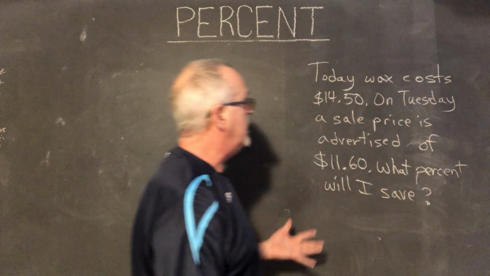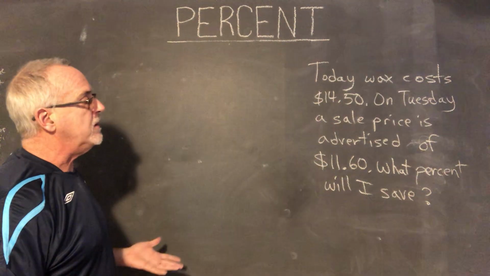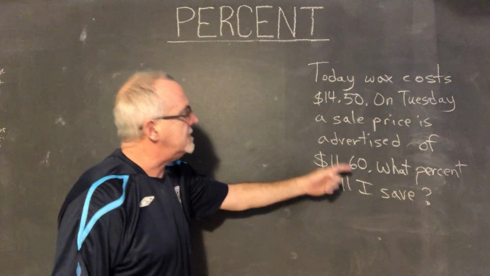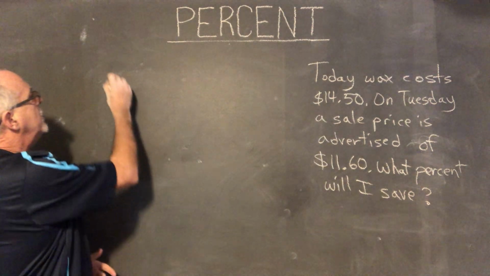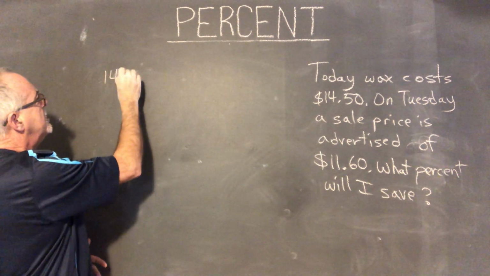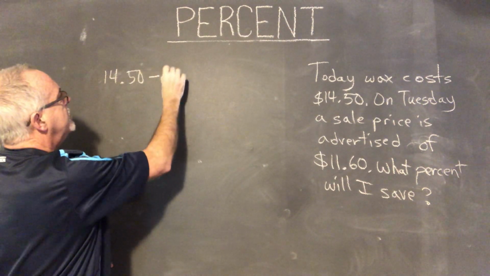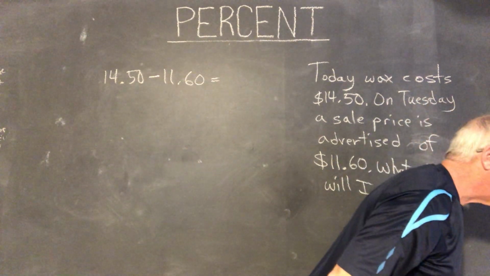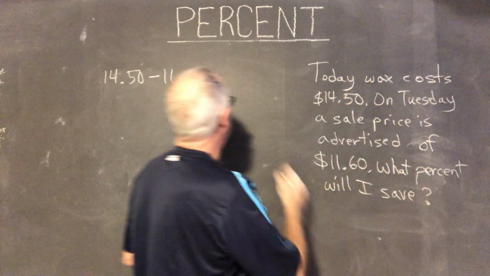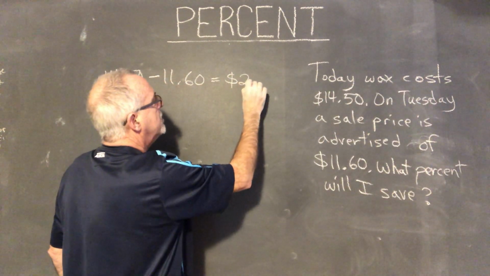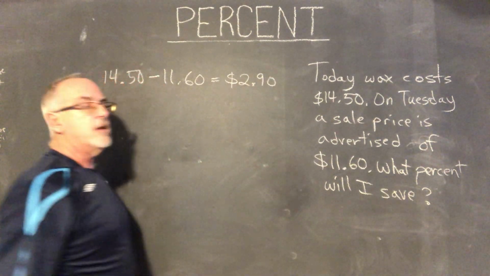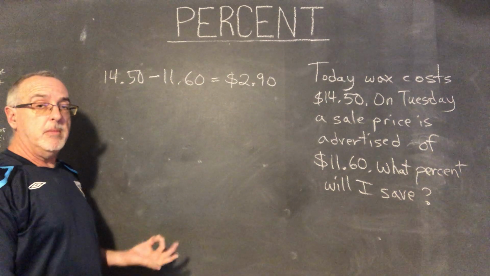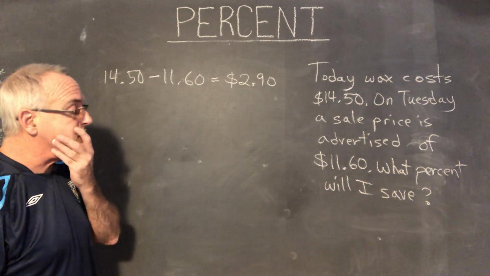Let's build the question. And again, we have choices in how we do it, but right away what I want to do is I want to subtract. I want to see what the difference is just in price. So I'm going $14.50 minus $11.60, and the difference is $2.90. And I'll put a dollar sign. I really should put the dollar sign because it's not a final answer to the problem, but it is still an answer to a step in the problem, and it's money. So $2.90 is the difference.